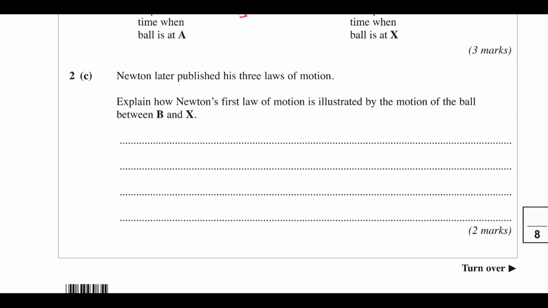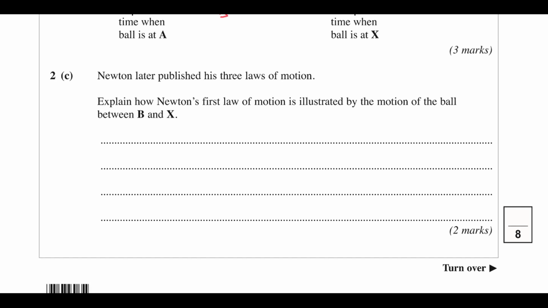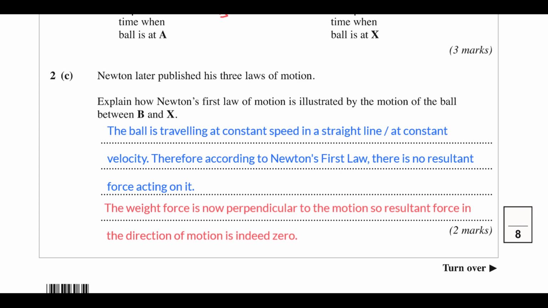Or in terms of looking at the motion from the graph, we know that the ball is travelling in a straight line at constant speed, which means acceleration is 0, which means there's no resultant force. So we can argue it using Newton's second law, which is what I talked about first, but this question wants Newton's first law, so let's talk about that second part.